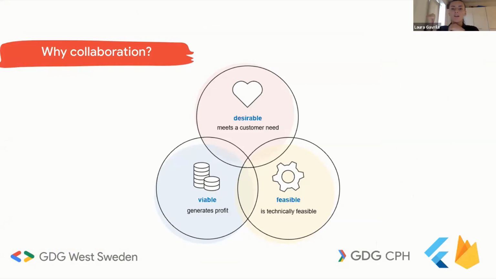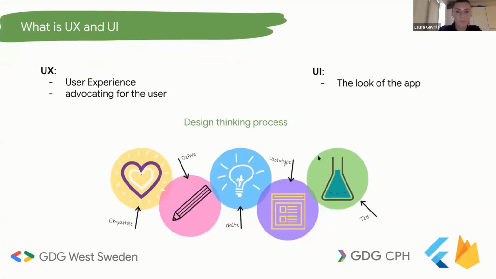We'll need to have these three parts of the product. It needs to be desirable, that's to meet the customer needs. The product or the app needs to be viable to generate profit, and needs to be feasible for the developers to build it. So for these points, we need developers, we need UX designers to collaborate, and we need the other stakeholders of the business in case you're working for some companies.